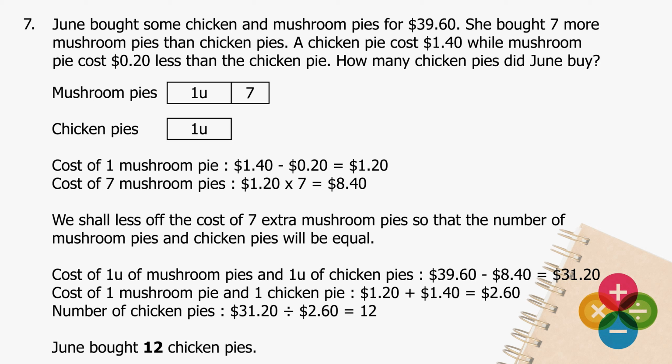The cost of 1 mushroom pie and 1 chicken pie will be: add $1.20 to $1.40, and the sum is $2.60. The number of chicken pies will be: divide $31.20 by $2.60, and the quotient is 12. June bought 12 chicken pies.